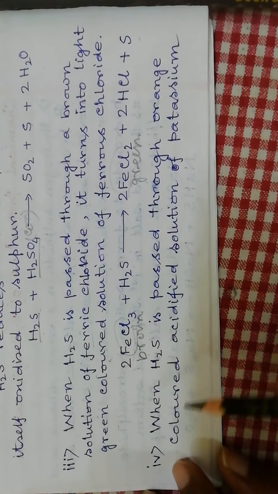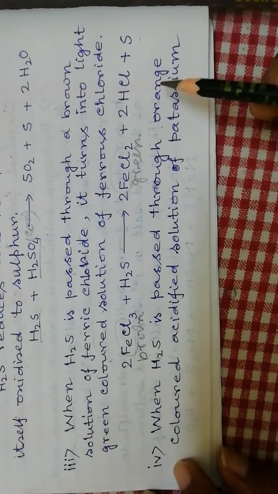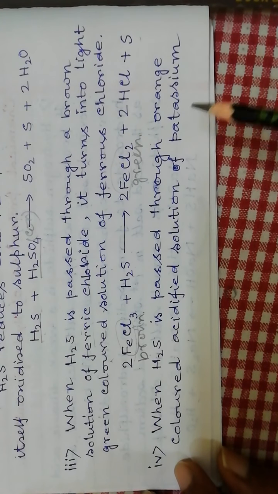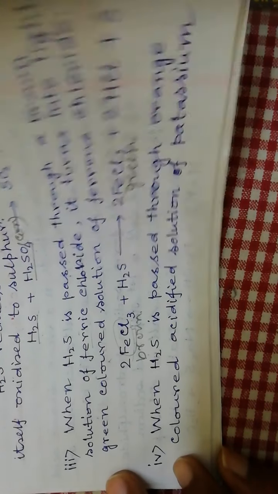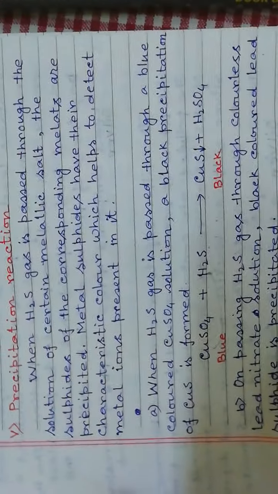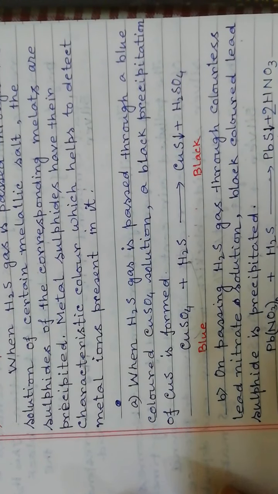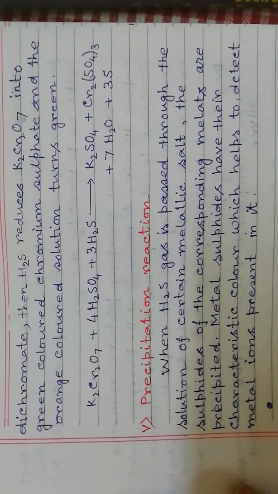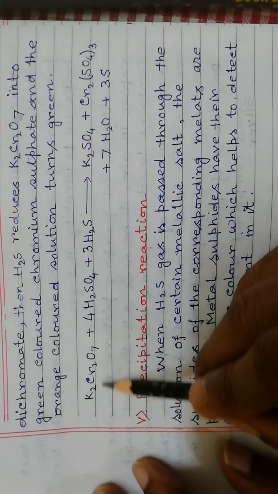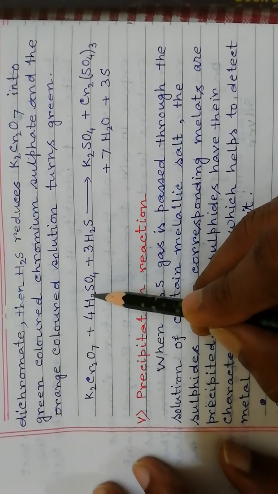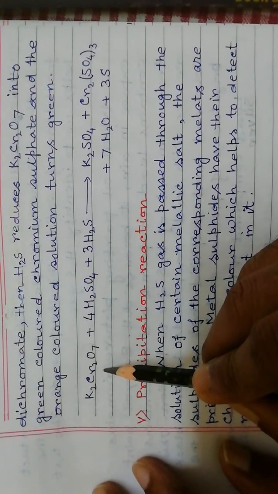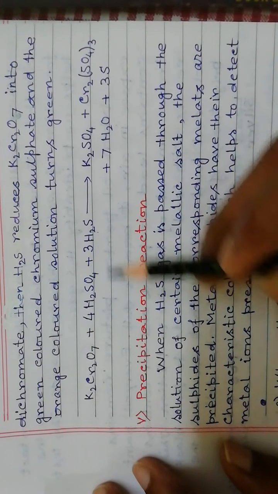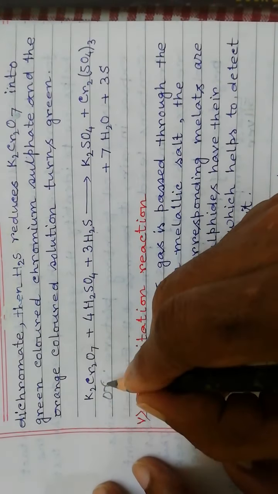Now when H2S is passed through an orange colored acidified solution of potassium dichromate, then what happens? The color is orange, potassium dichromate. Here this is the potassium dichromate, and it is the acidified solution. When H2S is passed through it, it is the orange color.